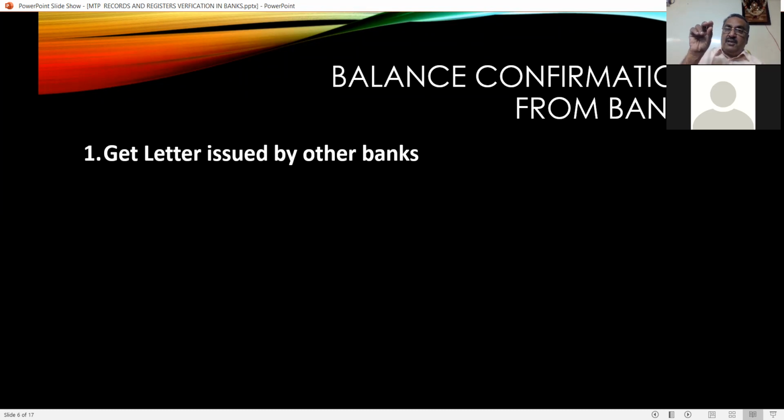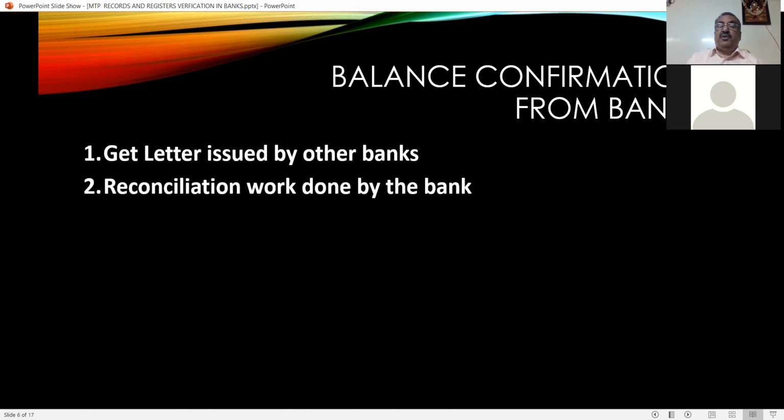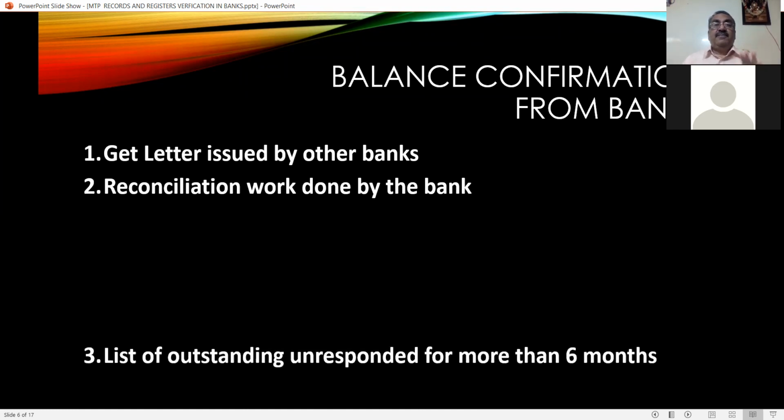you can get what is the balance at State Bank of India, what is the balance at IOB, what is the balance at the Reserve Bank of India. Everything, you have to get a letter from the other bank and compare it. And if there is any difference, then that reconciliation work has to be done by the bank and not by you. Out of curiosity, don't go and do the reconciliation. You will definitely waste a lot of time.